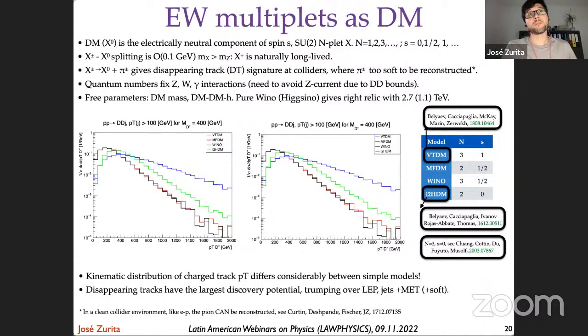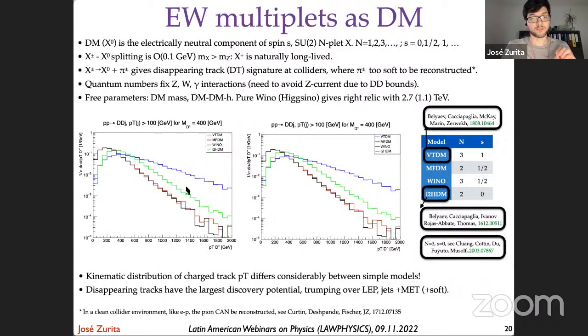So the relevant variable here is the PT of this charged particle, which is what we are plotting here for the different models. And our point is that the red and black lines, which would directly map into Higgsino and Wino dark matter in supersymmetry, are the ones that ATLAS was using as a benchmark.